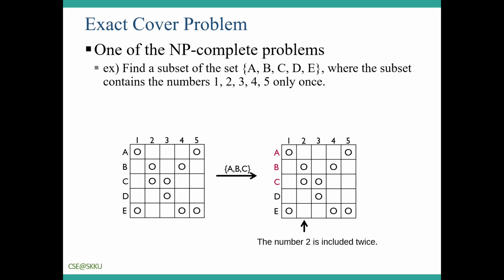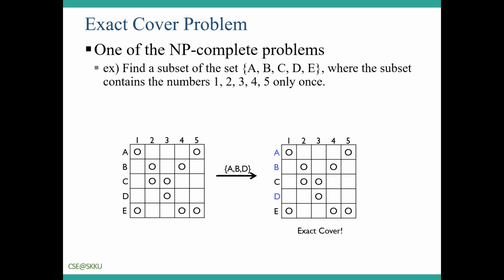All right, suppose that we select a subset containing A, B, C. However, this is not an exact cover because the number 2 appears in both A and B, and B and C, meaning that it is included twice. So for a valid exact cover, each number from 1 to 5 must appear once and only once across the selected subset.